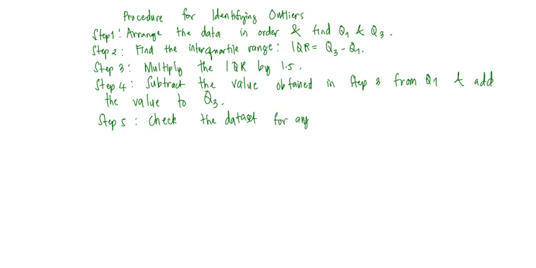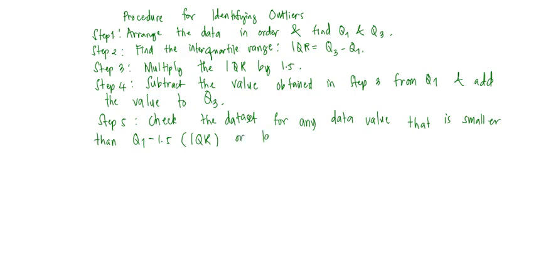for any data value that is smaller than Q sub 1 minus 1.5 times IQR, which is what we did dito sa first, sa step 4, or larger than Q sub 3 plus 1.5 times IQR.